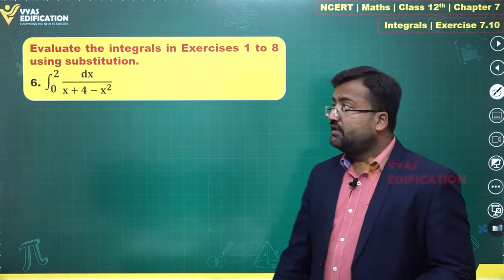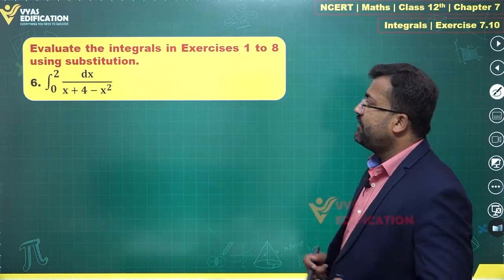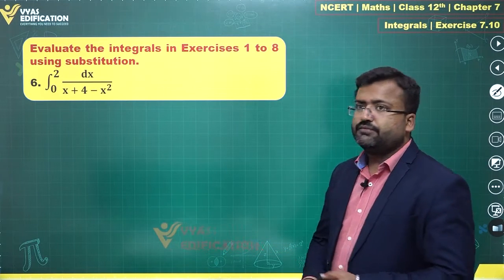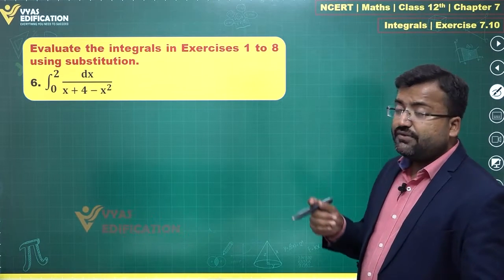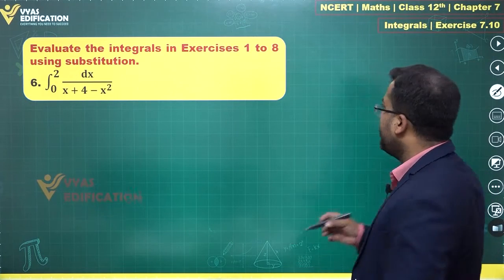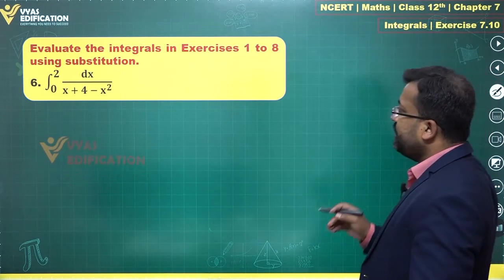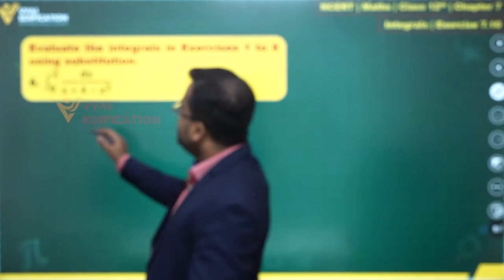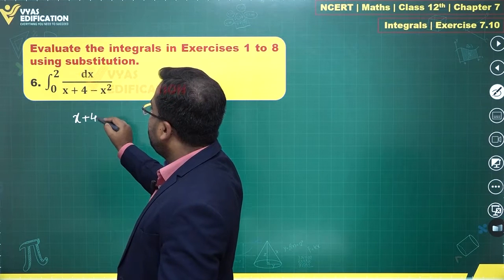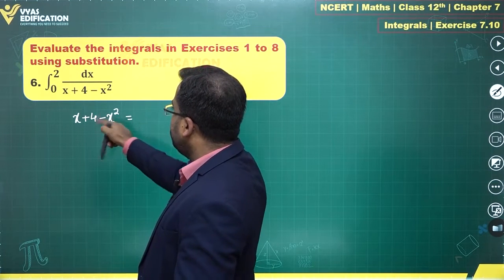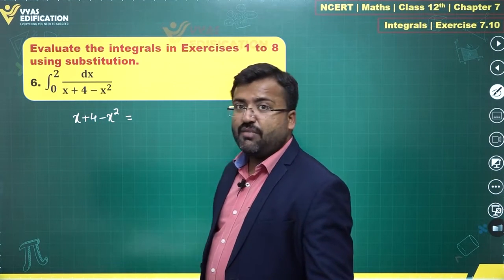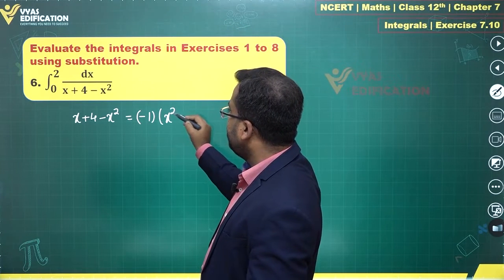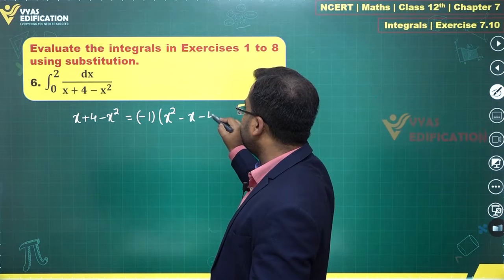In the sixth question, the person says evaluate integral from 0 to 2 dx upon x plus 4 minus x square. How do we do that? So we have 1 upon quadratic form, right? So 1 upon quadratic can be evaluated by converting the denominator into a perfect square first of all. So x plus 4 minus x square, what I'll do is I'll first take this minus common to make the coefficient of x square positive. This becomes x square minus x minus 4.